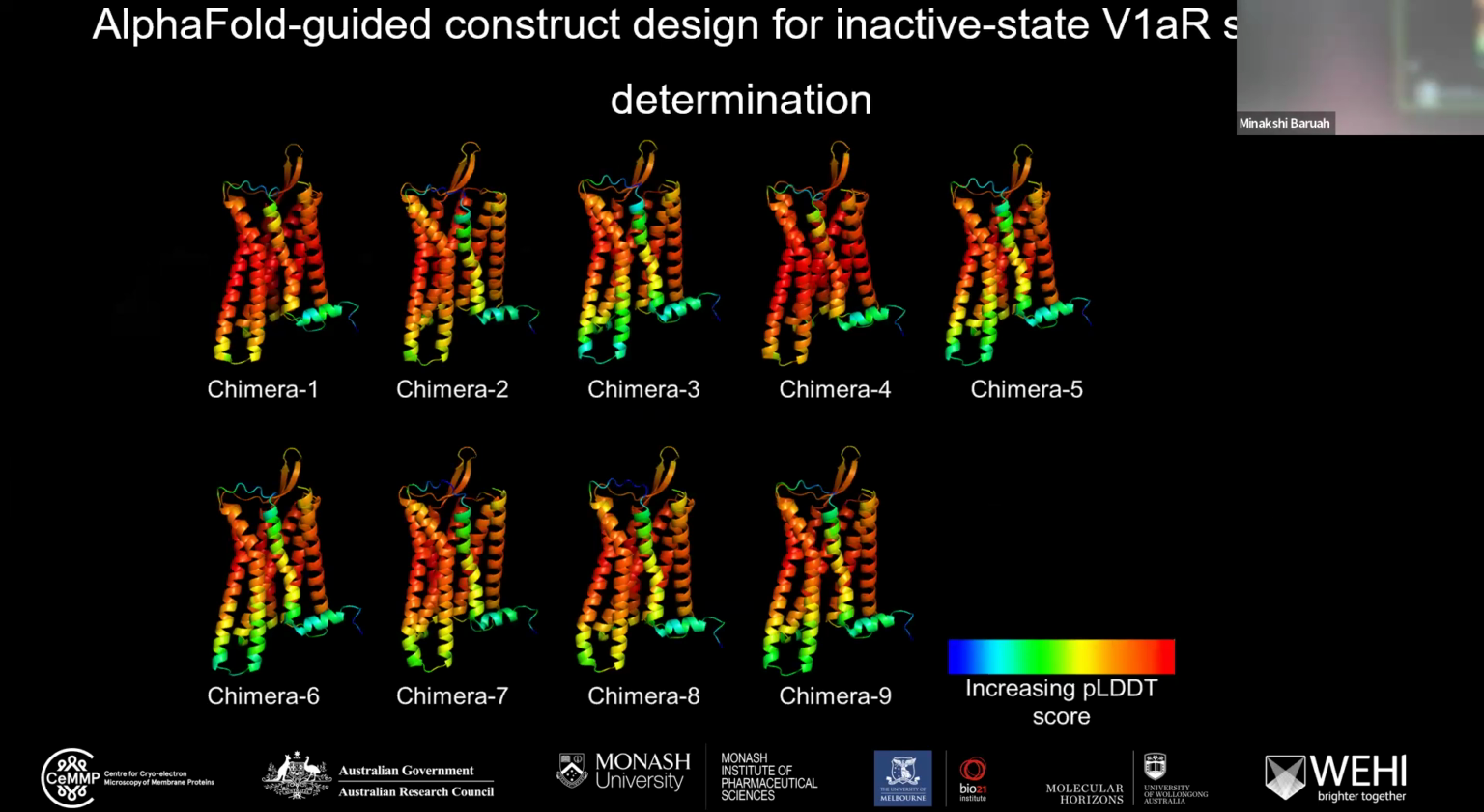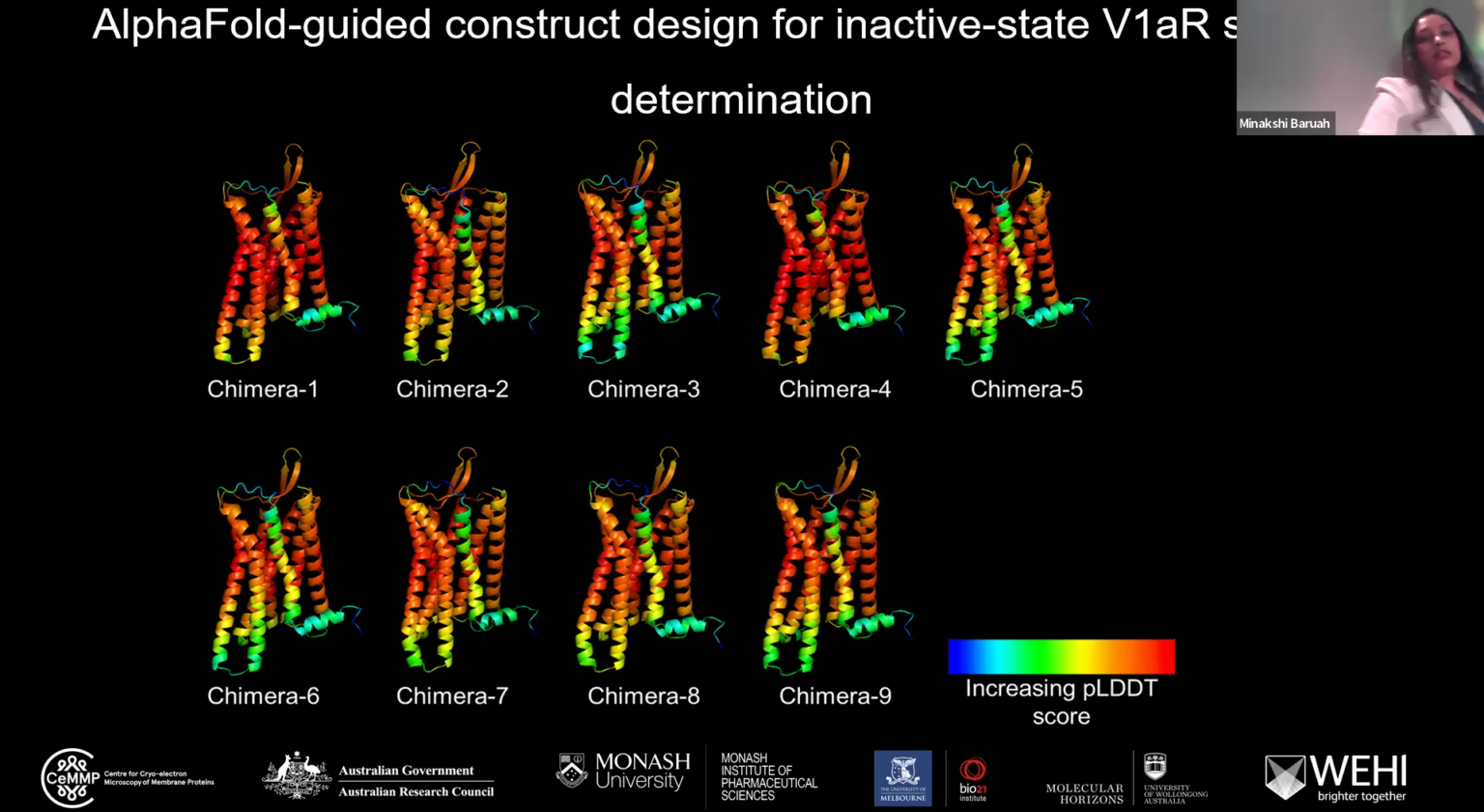Now I'll walk you through the color scheme. If we go from blue to red, it's an increasing pLDDT score, which means if we see a blue or green region, AlphaFold thinks that region is not stable enough or quite flexible, and it's not a good confidence. AlphaFold is not quite confident in predicting that region. In comparison, for a red region, AlphaFold thinks that it's quite stable and it is confident.